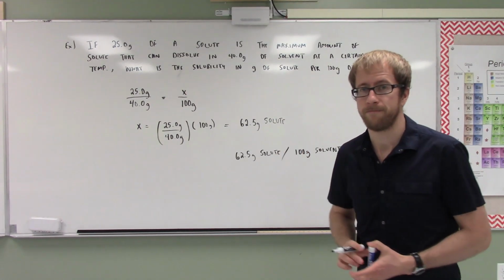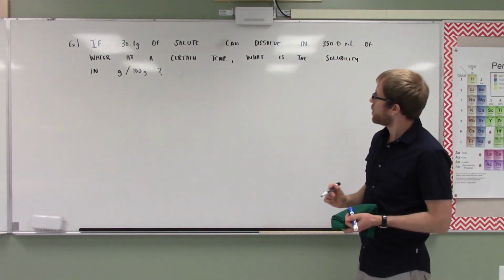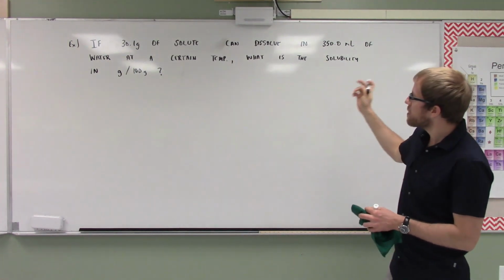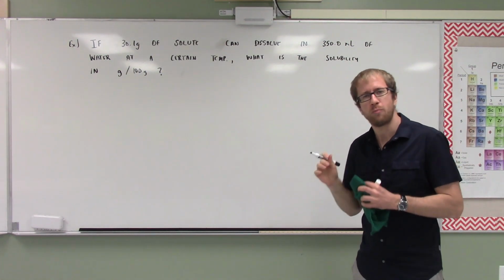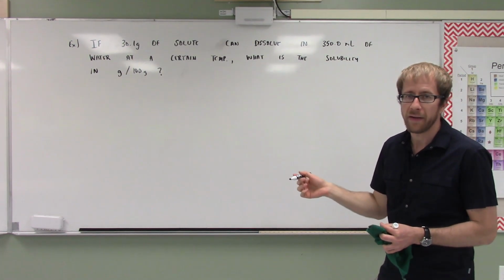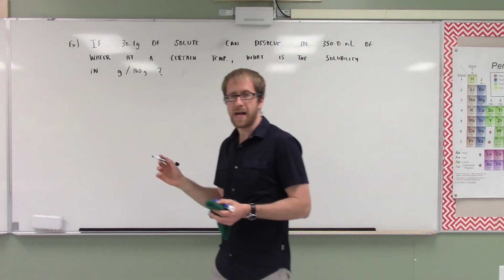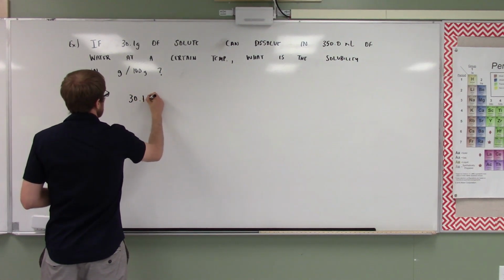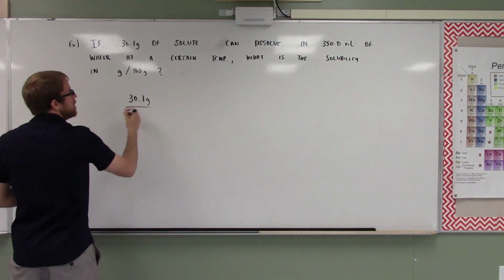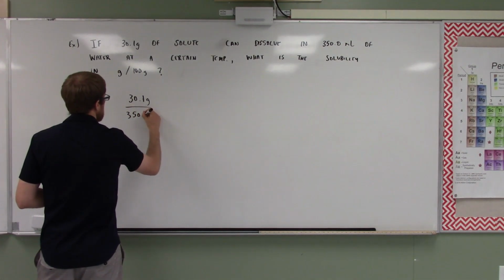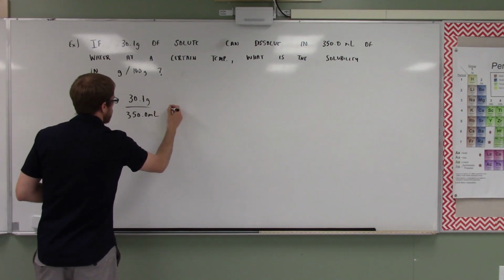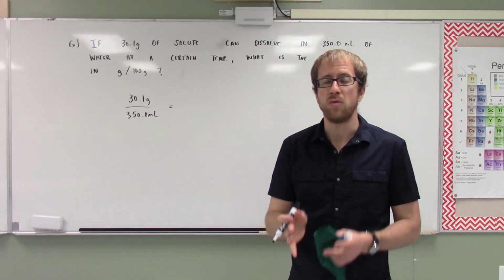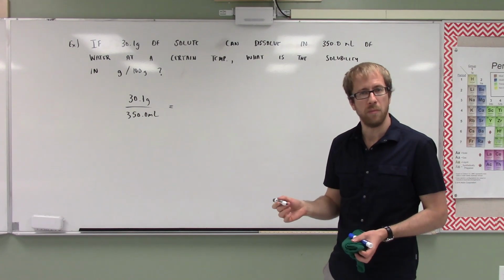Let's look at one more example. If 30.1 grams of solute can dissolve in 350 milliliters of water at a given temperature, what is the solubility in, again, grams of solute per 100 grams of solvent? Now we're going to set up and solve this problem the exact same way. So we know that our solubility here, 30.1 grams in 350 milliliters of water, will be equivalent to some amount of solute dissolved in 100 milliliters of water.